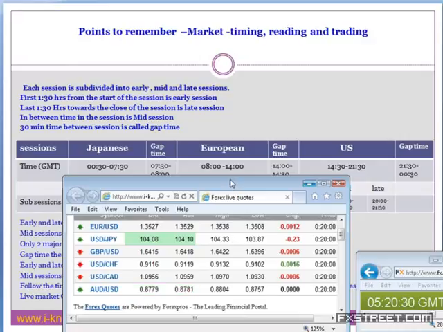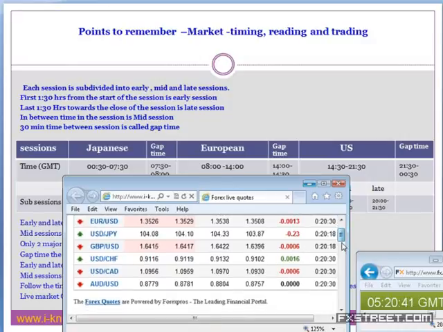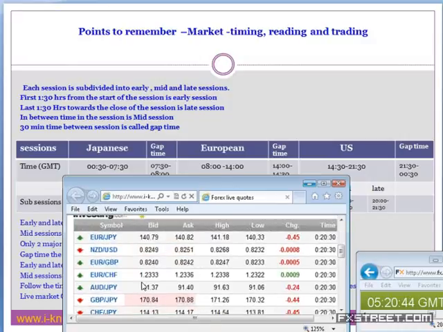Suppose you have a 105 sell level, then probably at 104 you will be able to buy it now. That sort of situation they will try to create during this time. This is mainly to make a contrarian move and make downward moves in the case of yen crosses, like Euro Yen and GBP Yen.